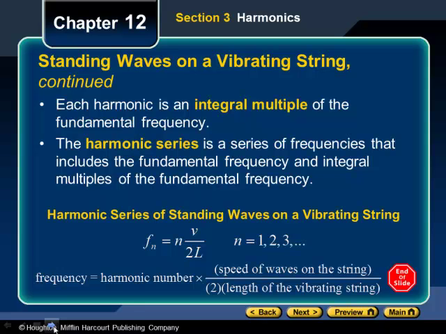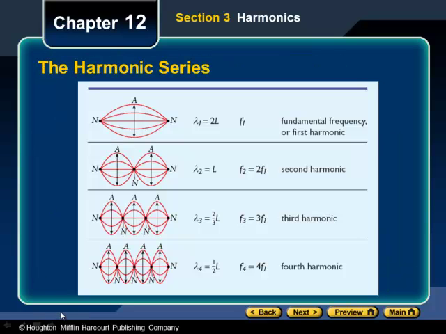And so we get the general equation, f sub n equals n times v over 2L, where n is the numbers 1, 2, 3, and so on. 1 would be the fundamental frequency, and then all the rest of those would be the other harmonics in that series. So it's equal to the harmonic number, 1, 2, 3, and so on, that's always an integer, times the speed of the wave divided by twice the length of the vibrating string.